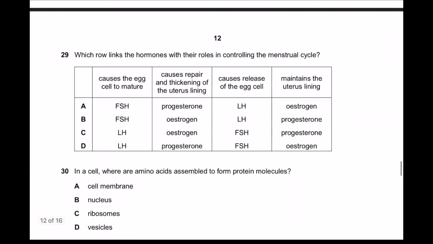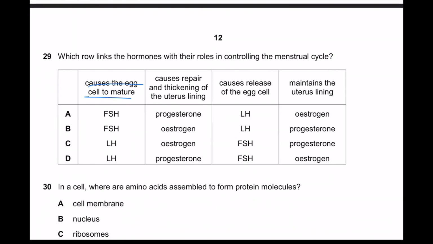Next question, which role links the hormones with their cells in controlling the menstrual cycle? Causes the cell to mature is FSH. FSH stimulates the growth of follicle, forming Graafian follicle. Causes repair and thickening of the uterus lining is the estrogen, which helps in the repair of endometrium. It causes release of the egg cell would be the LH, which helps in ovulation, and maintain uterus lining is progesterone. So the answer for this question would be B.